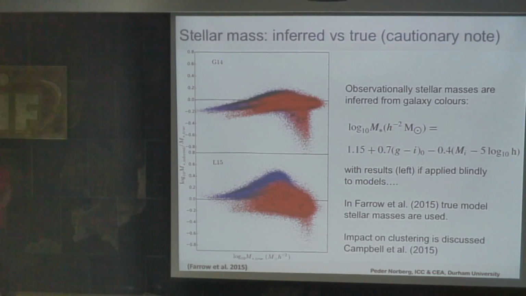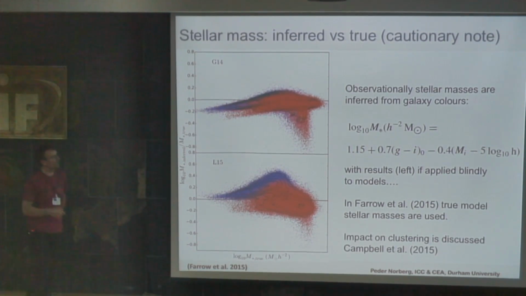First of all, the one thing I want to mention here is the stellar masses, inferred versus true. This is a cautionary note that we have in this paper: we know that in observations in GAMA, for example, the stellar masses are inferred from galaxy colors. There is a relation which had been derived using SEDs and SSP models in Taylor et al., between the stellar mass of a galaxy and the colors, which is given by this relation here. There's color information and absolute magnitude in the i band and so on.